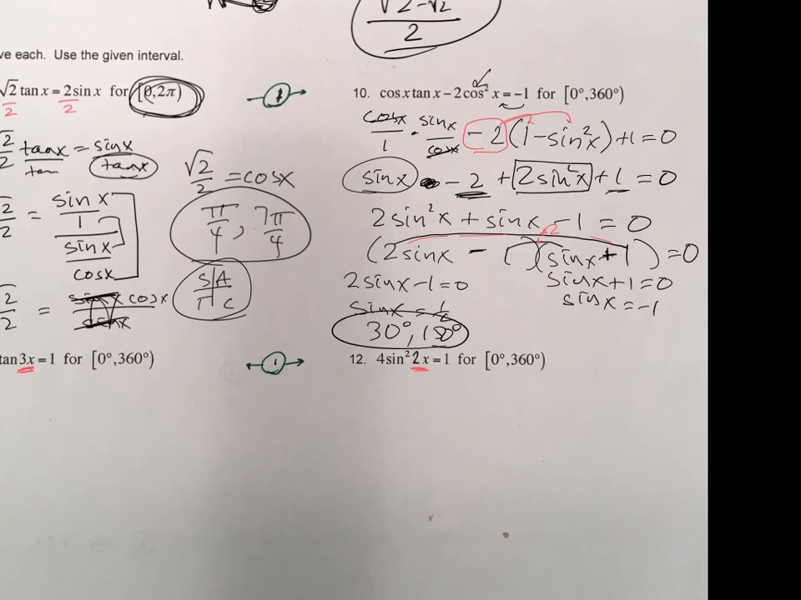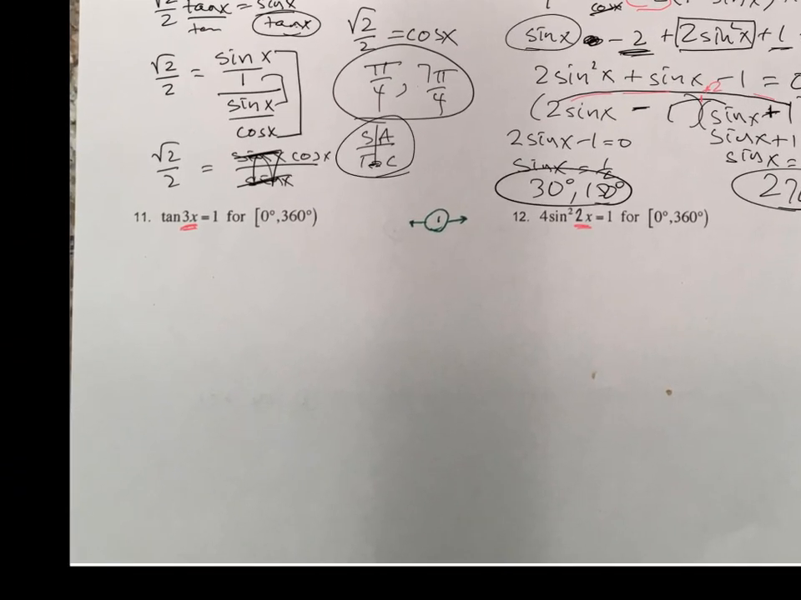Sine is negative 1, so that's going to be down here at 270. If you put that in your calculator, it gives you negative 90. You can't have negative 90. The interval says the smallest one is 0.